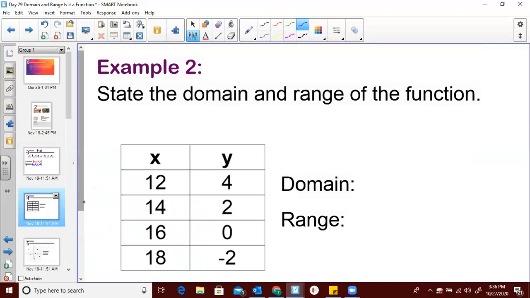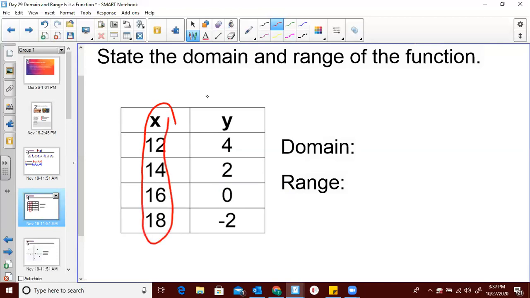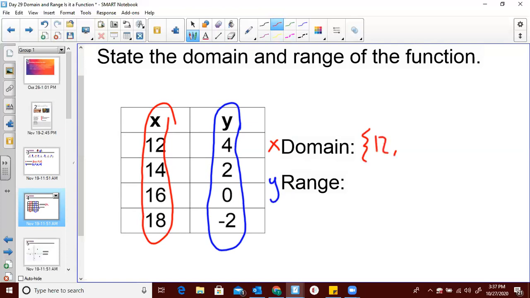All right, so again, we have a domain and a range. And we need to state the domain and the range of the function. So the domain of the function is going to be all of these x values, right? And the range of the function is going to be all of these y values. So I'm going to start with domain. Now I have 12, 14, 16, and 18.